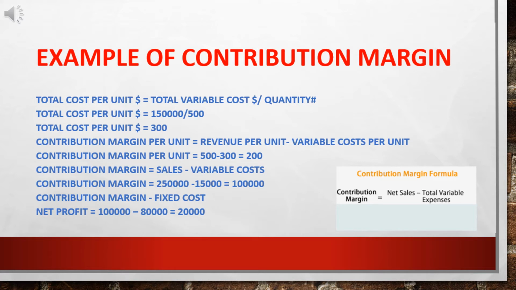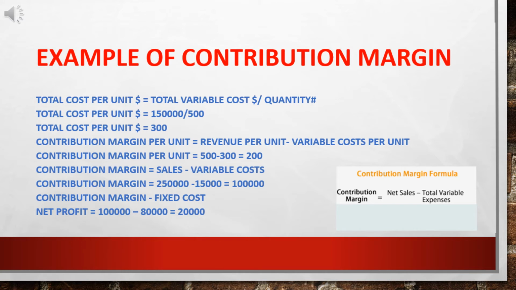Contribution margin per unit, as you know, is revenue per unit minus the variable cost per unit. So based on this example, it is 500 minus 300, which is 200. So the contribution margin per unit is 200.